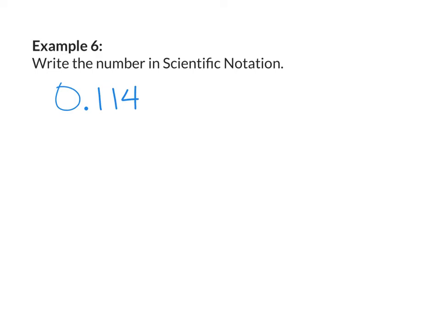Example 6. Write the number in scientific notation. I know that this number is less than 1, so my exponent will be negative. And I know that in scientific notation, I'm going to place my decimal after the first non-zero digit. So it'll be right here. So I'm going to write 1.14 times 10 to the negative something. Now I'm going to see how many jumps I have to make. It's going to be 1. So my answer in scientific notation will be 1.14 times 10 to the negative 1.